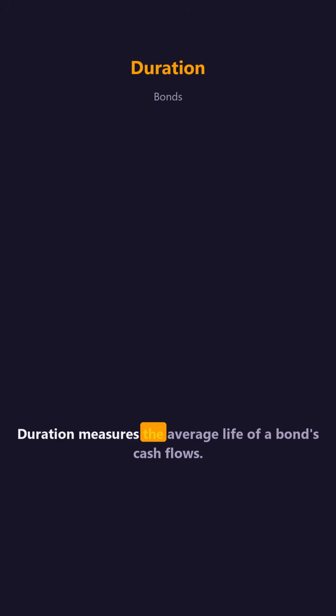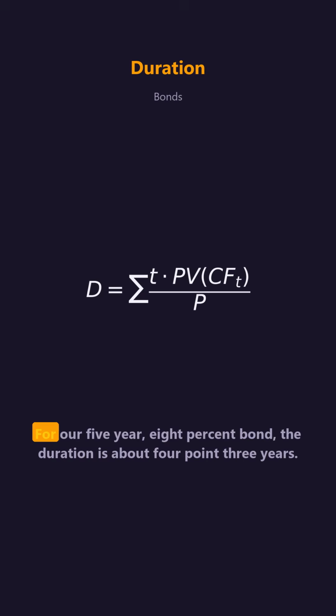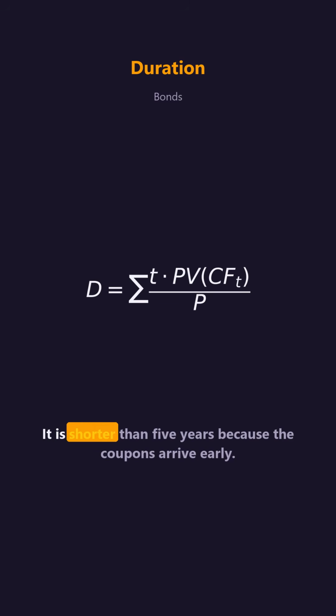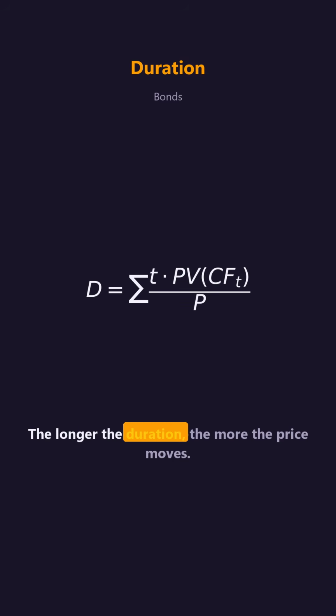Duration measures the average life of a bond's cash flows. It weights each payment date by its present value. For our 5-year, 8% bond, the duration is about 4.3 years. It is shorter than 5 years because the coupons arrive early. Duration is also the key to a bond's interest rate risk. The longer the duration, the more the price moves.